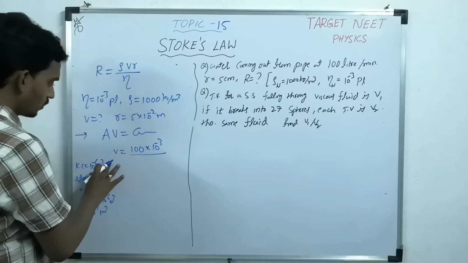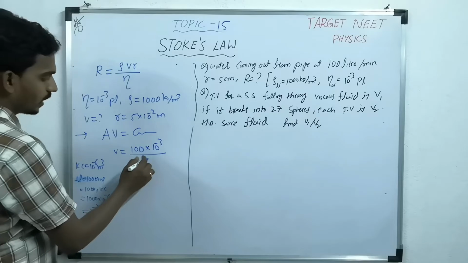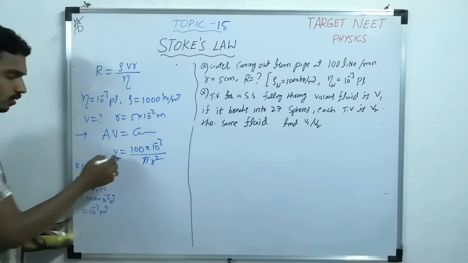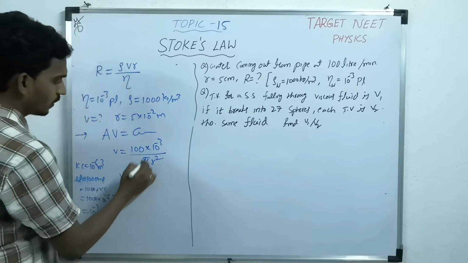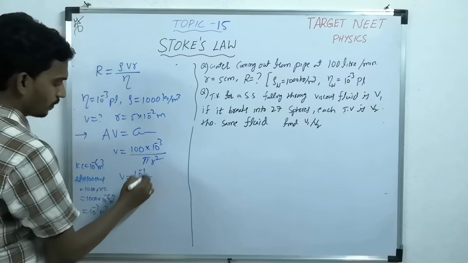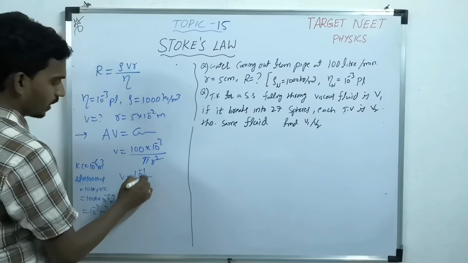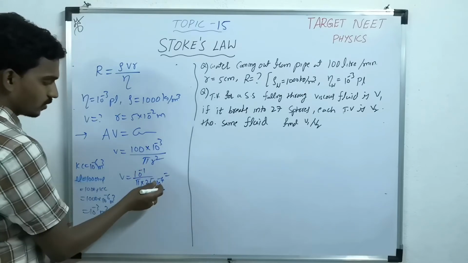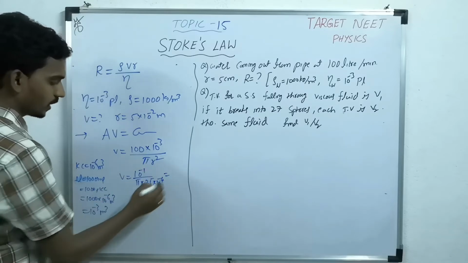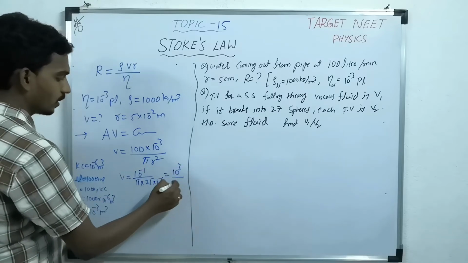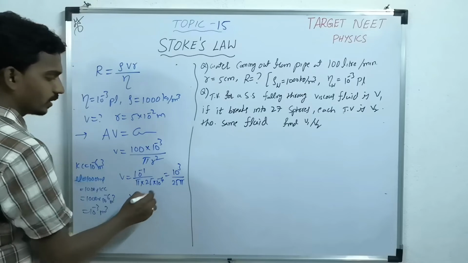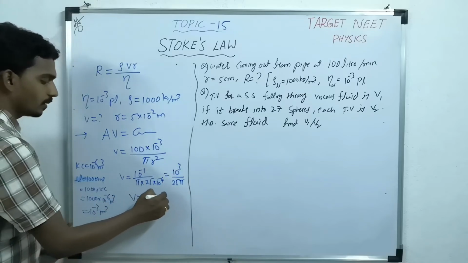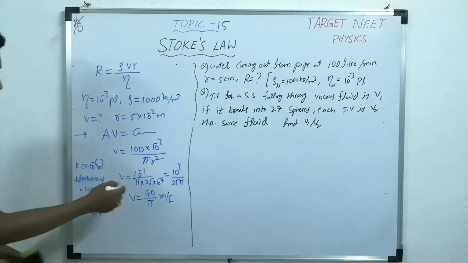We want speed. So speed equal to volume divided by area. Area is pi r square, where r is 5 into 10 power minus 2. So if you substitute, it will become 10 power minus 1 by pi, let's take pi as it is, r square is 25 into 10 power minus 4. So 10 power minus 4 will go upside. So 10 power plus 3 by 25 pi. So V equal to 1000 by 25, so 40 by pi meter per second. So this is the speed.